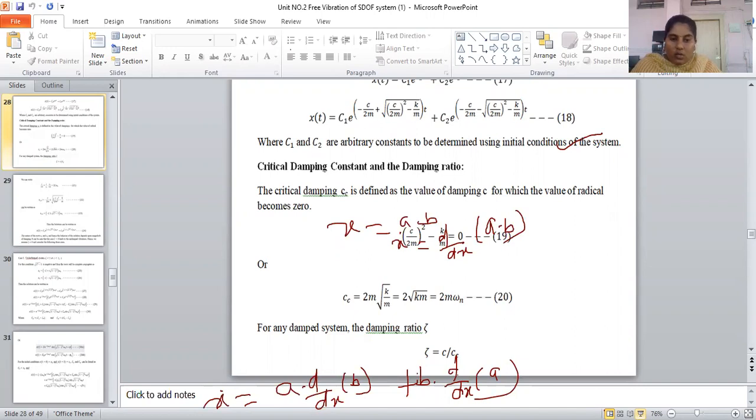You can understand e raised to minus zeta omega n t. The derivative of this gives the coefficient minus zeta omega n. At that time the second parameter b is constant, that is c3 cos of this plus c4 sin of this. Then the first parameter remains constant, e raised to minus zeta omega n t, and we take the derivative of the second parameter: the derivative of cos is minus sin, and the derivative of sin is cos. Now we have to apply the boundary conditions.